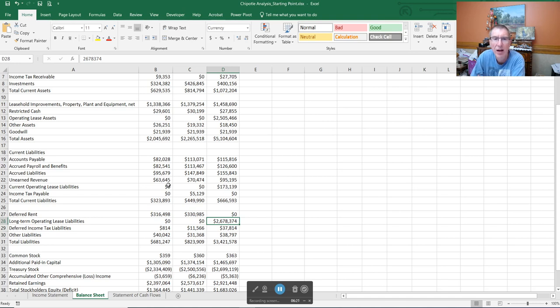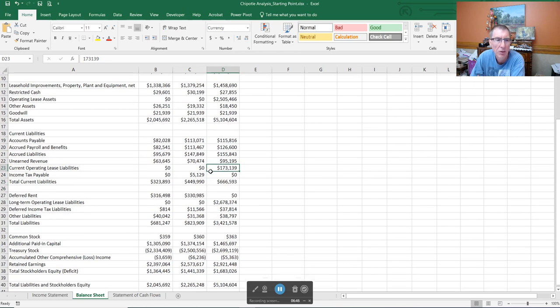Here we have a current operating lease with 0, 0, and now it's 173 million. And that is just, again, part of the accounting change that went on in that process. And I'm going to talk a little bit more about how I modeled that. I'm not going to say it's a perfect attempt to model it, but it does provide me some guidelines as to how it might impact cash flows going forward.